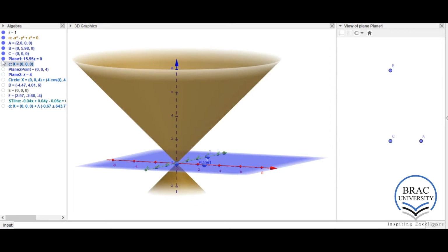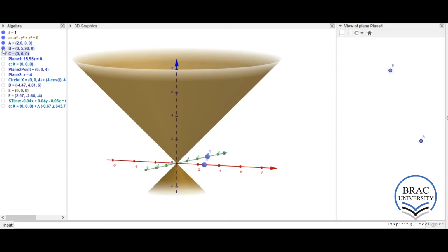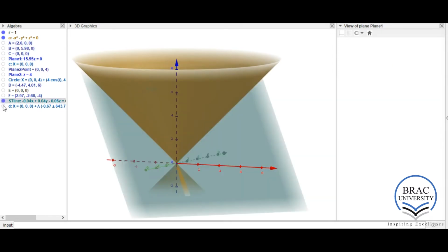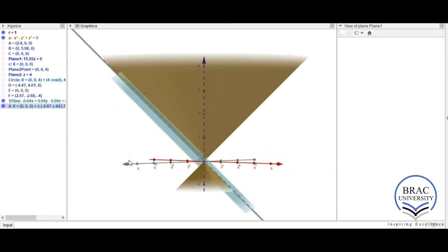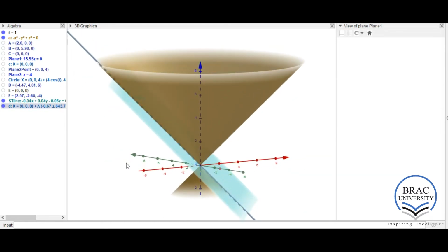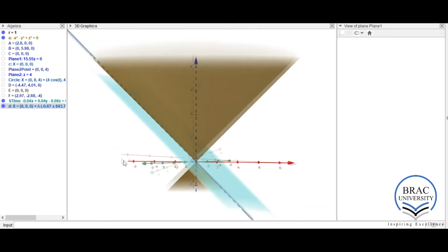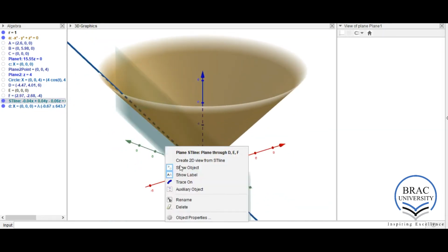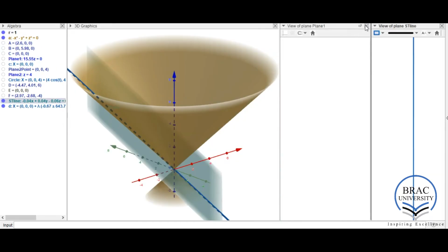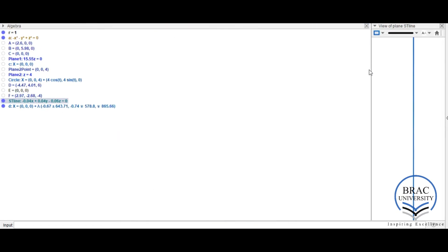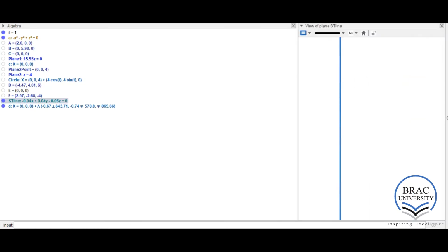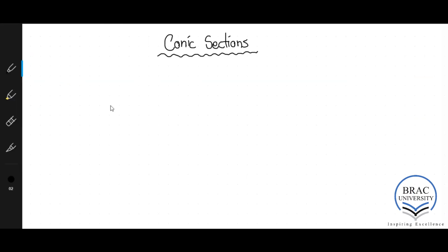There is one more degenerate conic section, which is if we have a plane that slightly touches past one of the sides of the cone. As you can see, it just touches past this cone. If we have a look at this in 2D, you would see that this is just a straight line. Okay, so let's go ahead and look at the standard equations for these shapes.